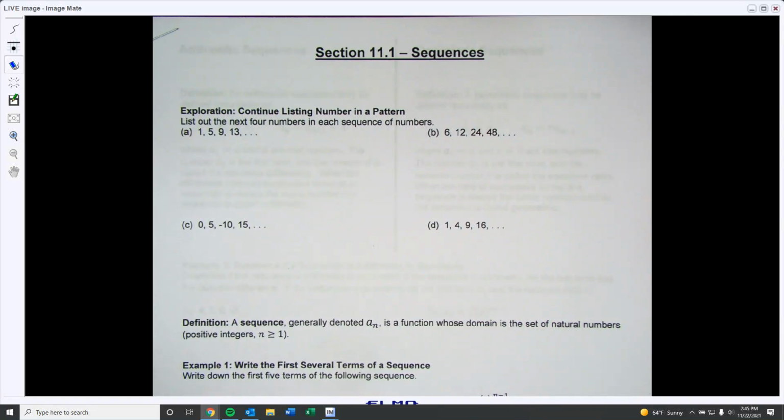Welcome back, everyone, to another college algebra lecture. Today, we are going to be starting on chapter 11 and begin our discussion regarding sequences and series. For our first section, 11.1, it's all about sequences.